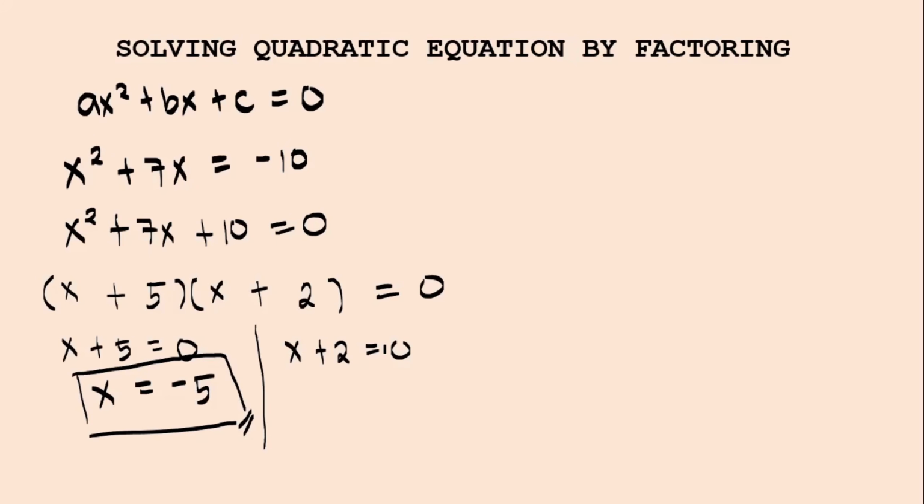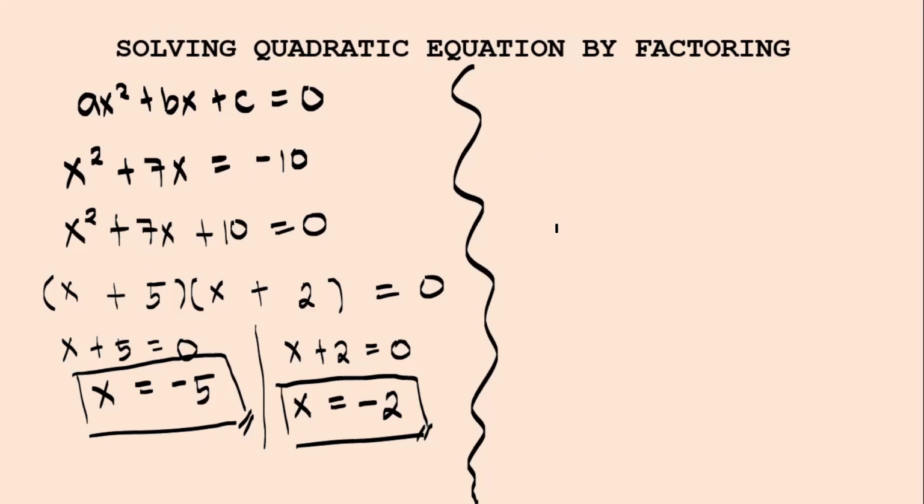Okay. So next, x plus 2 is equal to 0. Again, x lang yung kailangan mo. So this is x is equal to, from positive 2, it will become negative 2. Okay. So the value of our x is equal to negative 2. So now the roots or the solutions of x squared plus 7x is equal to negative 10 are x is equal to negative 5 and negative 2. And to check if your answers is correct or kung magsasatisfy ba siya dito sa ating equation, just substitute the value of x sa ating original equation.